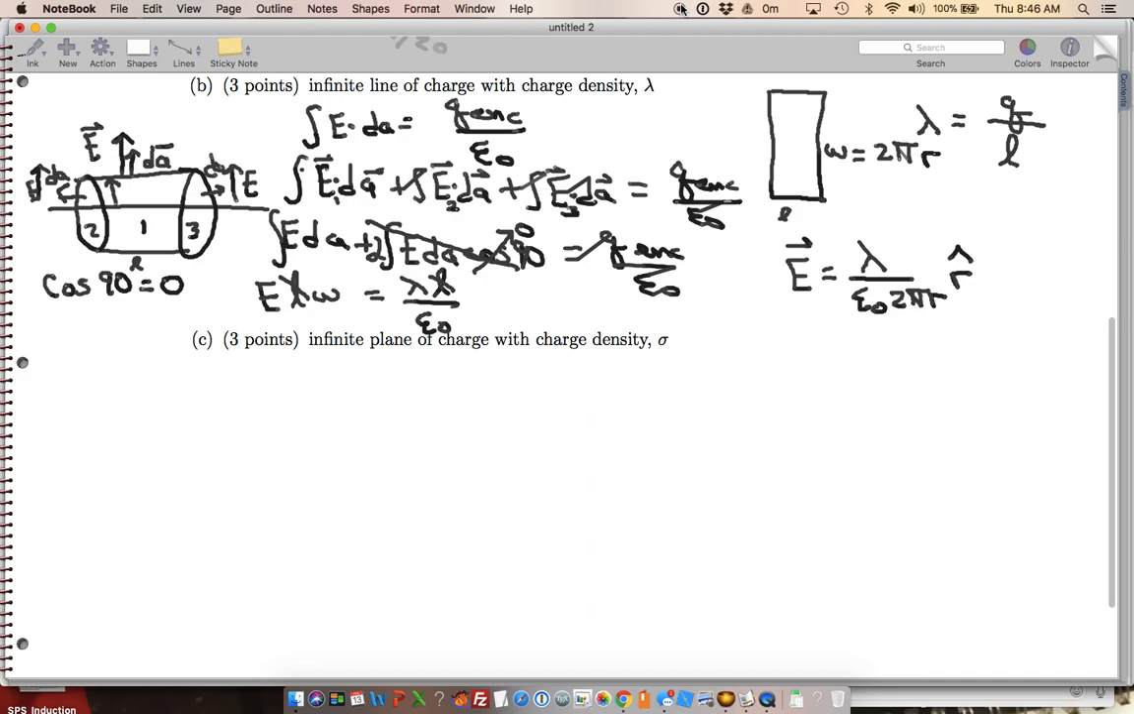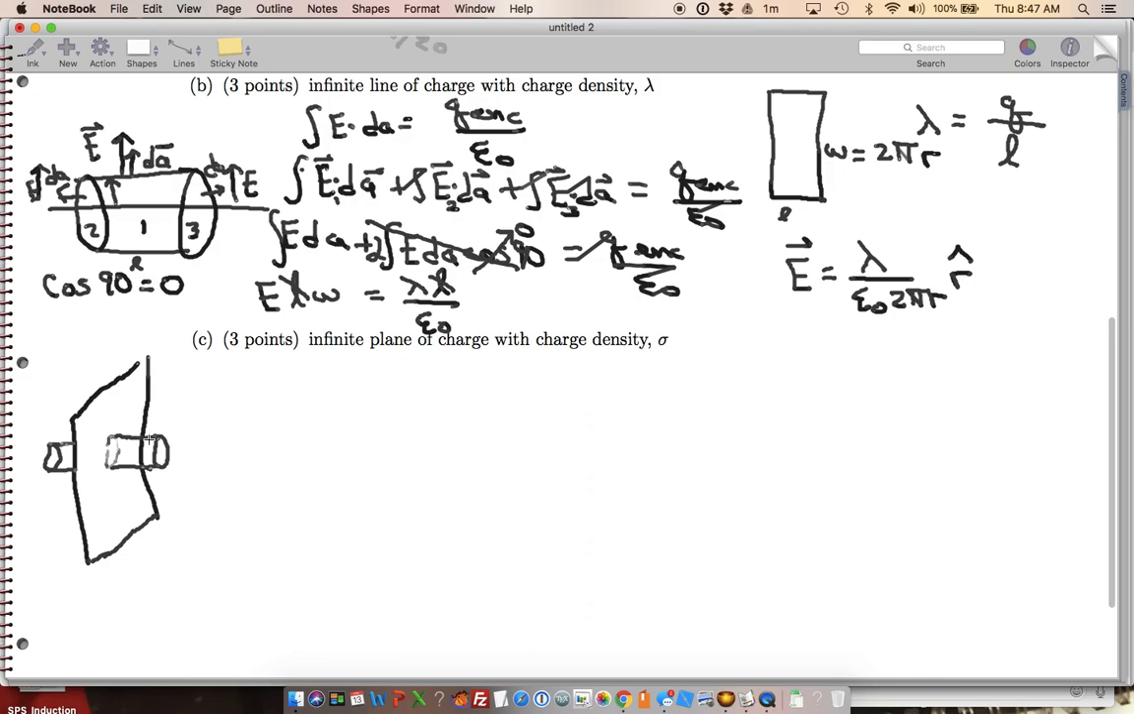So an infinite plane of charge. On this one, my drawing is going to be like a sheet, and it extends forever. What I want to do is have charge going through a surface, kind of like we had over here. So I'm going to use the Coke can again, but this time I'm going to have it go through, like this imaginary surface. So this is the part of the sheet that's inside my volume.